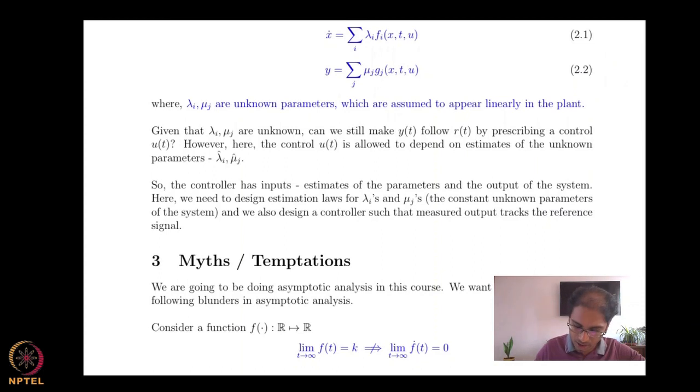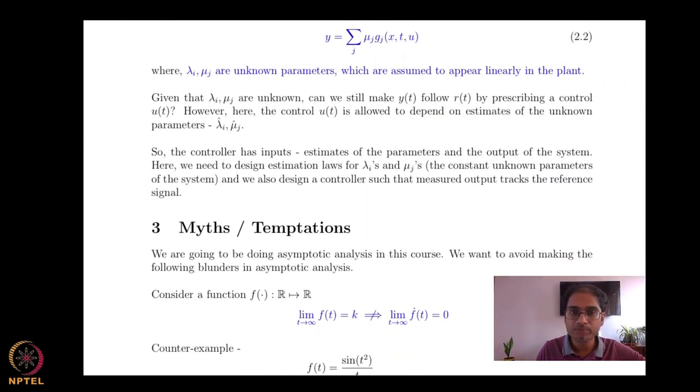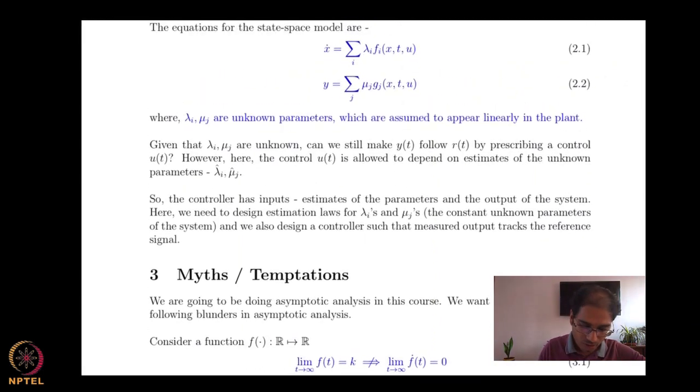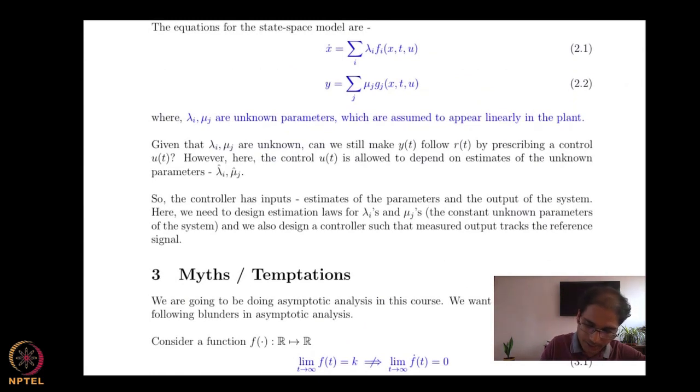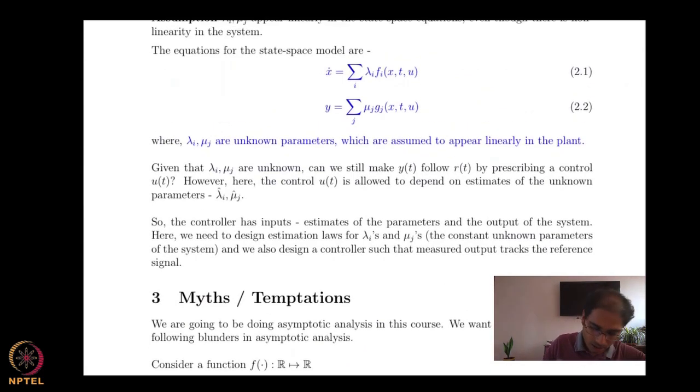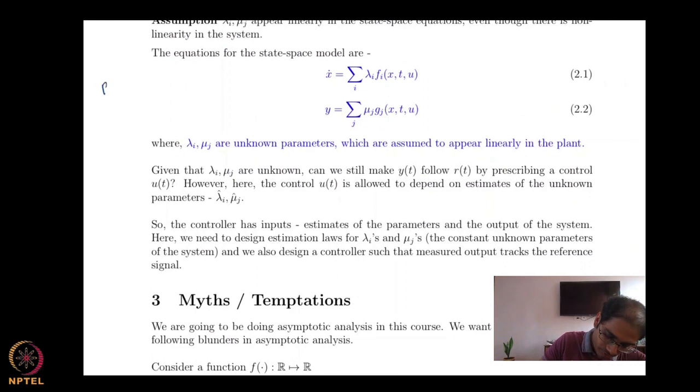Now a lot of you may have also seen, in some form, robust control, which is another way of dealing with uncertainties. So uncertainties are dealt with in two different ways. One is using, say, robust control. Another is adaptive control. So there is a bunch of differences.